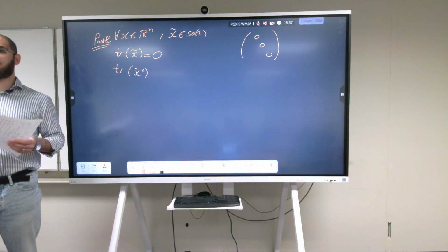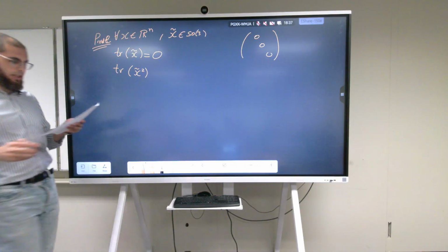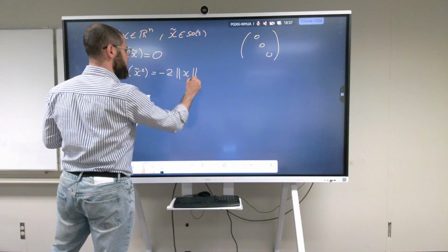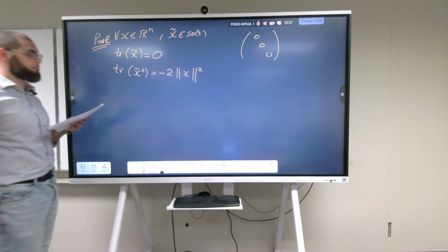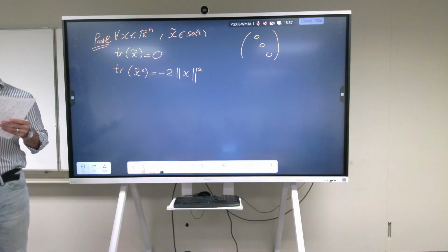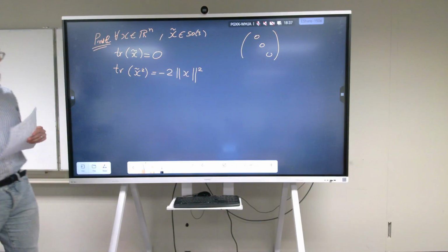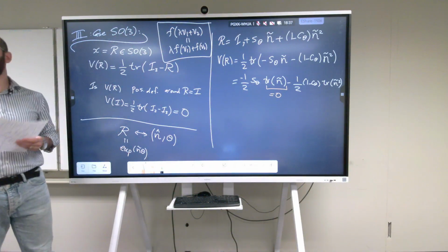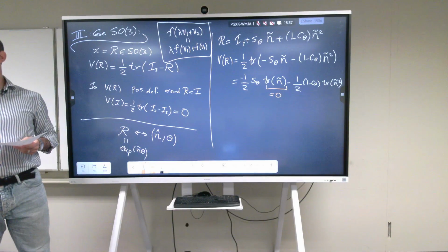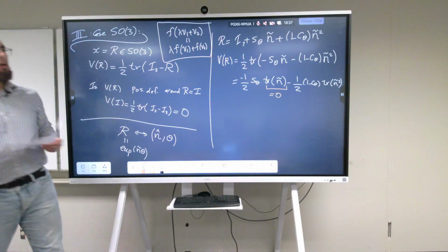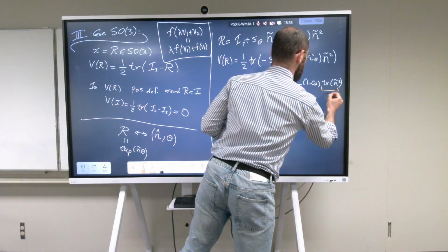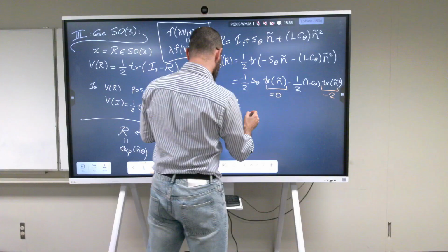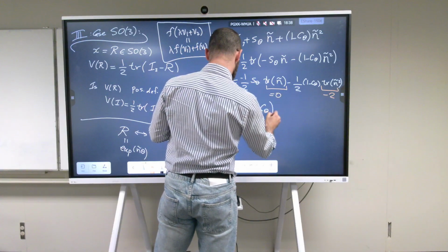And for the trace of x tilde squared, so x tilde multiplied by x tilde, you can show that this is equal to minus 2 multiplied by the norm of the vector x squared. Now go back. You remember the n hat had a norm of what? It was a unit vector. Which means that this is equal to minus 2. So this is actually equal to 1 minus cosine theta.